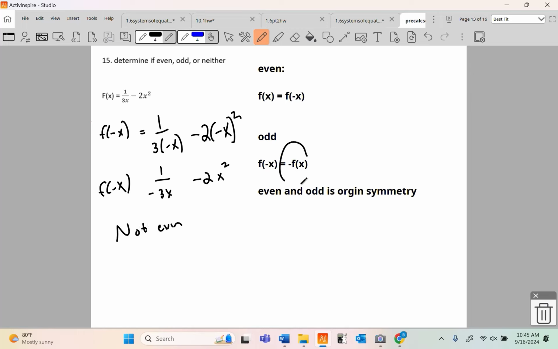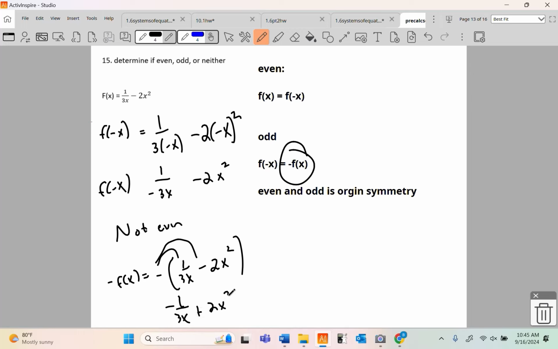So now I'm going to do the odd test where I need to find negative f of x. What is it? Well, you wrap the whole function in a set of parentheses, and then you distribute that negative to the signs. This becomes negative 1 over 3x plus 2x squared. And is that equal to f of negative x, which was right here? And the answer is no. So you're not odd. Therefore, neither. That's something I got to put on all your tests. That's on the challenge exam in the spring.